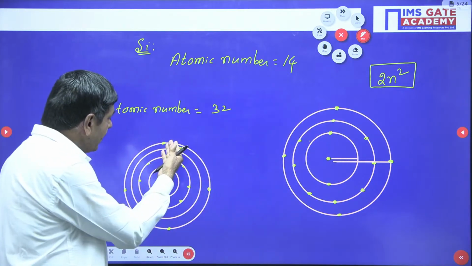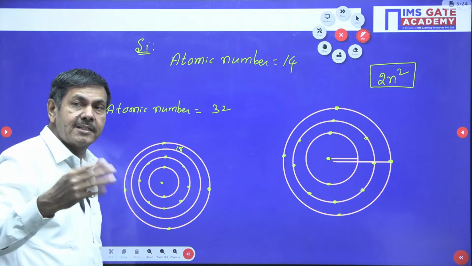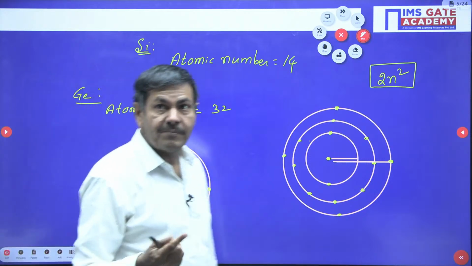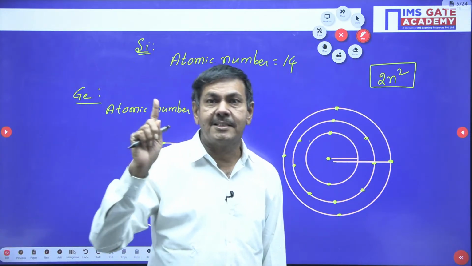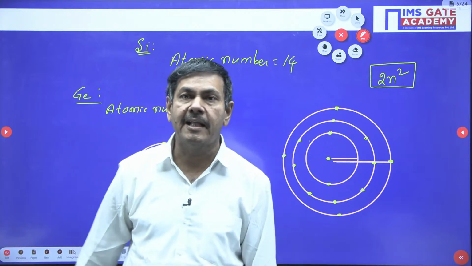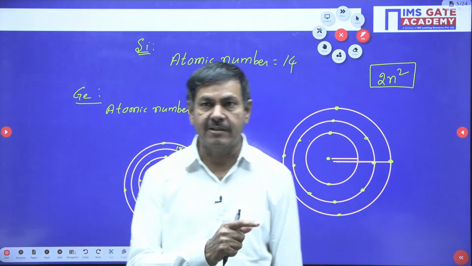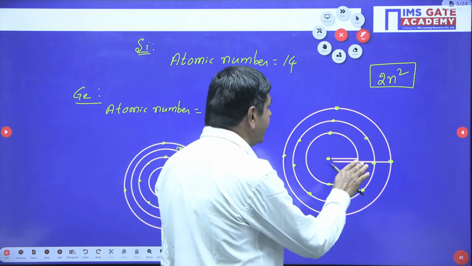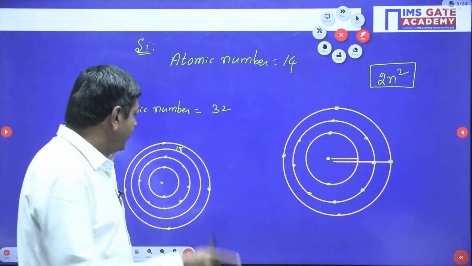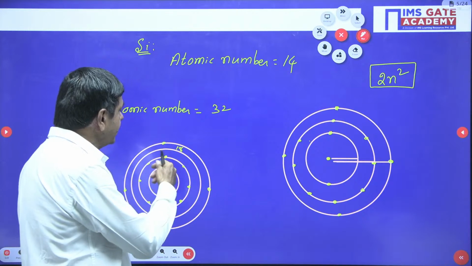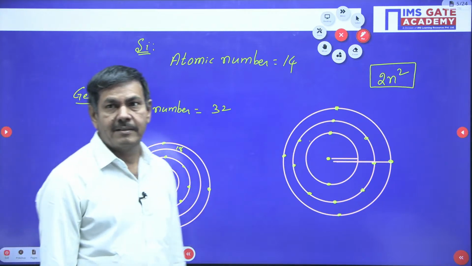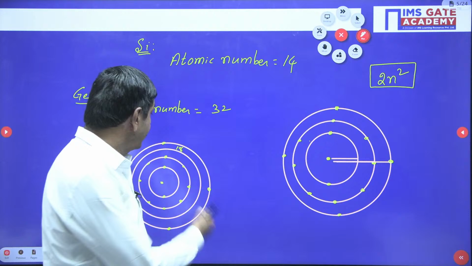The fourth orbit means the attractive force is somewhat weak. It is not much strong. Whenever the attractive force is not that strong, we can come to the conclusion that germanium has a forbidden energy gap less than that of silicon. In silicon we find a larger forbidden energy gap because the attractive force from the nucleus to the valence electron is very strong. Here it is less compared to silicon. That's why the forbidden energy gap is less here.